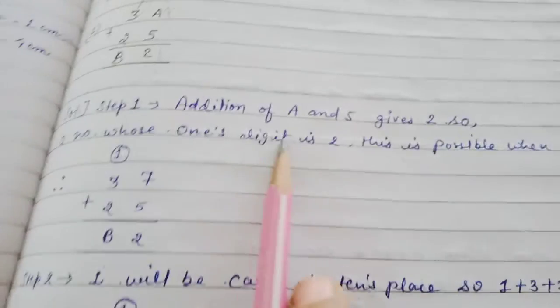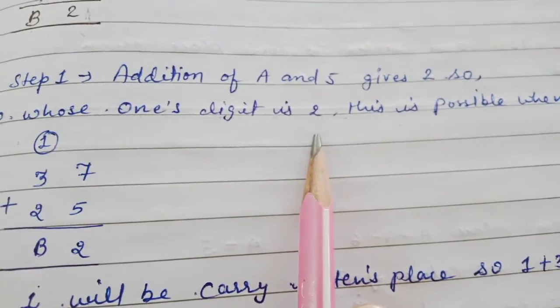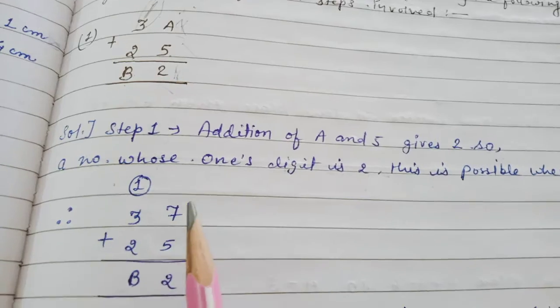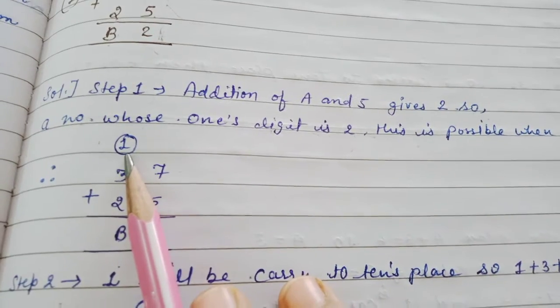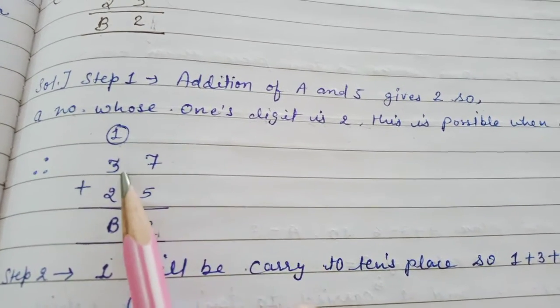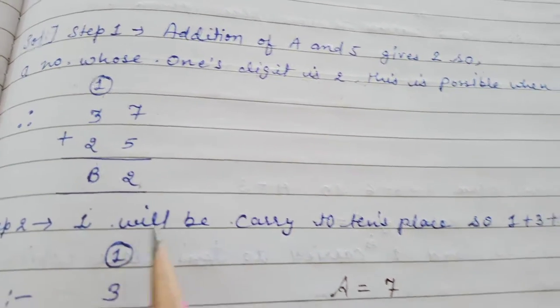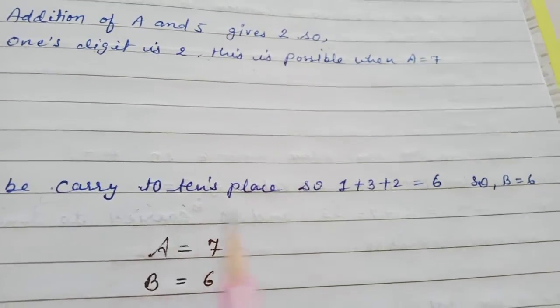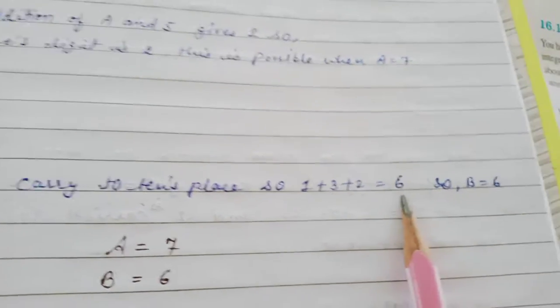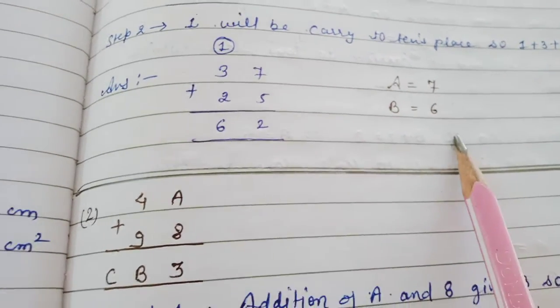So, students, addition of A and 5 gives 2. A number whose ones digit is 2 is possible only when A is equal to 7. So, when we put A equal to 7, we get 7 plus 5 is 12. Put 2 and carry over 1. Therefore, the second step is that 1 is carried to the 10s place. So, 1 plus 3 plus 2 is equal to 6. So, B is equal to 6. Therefore, our answer is A equals 7 and B equals 6.